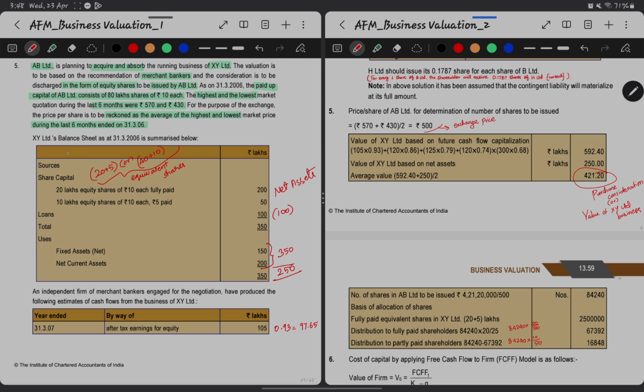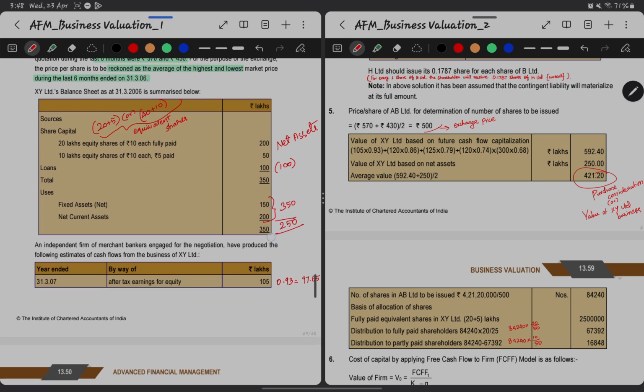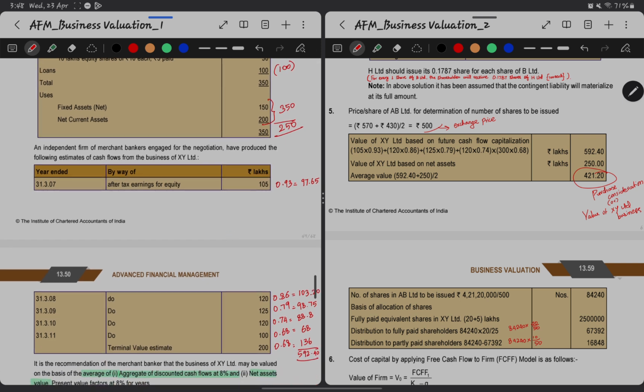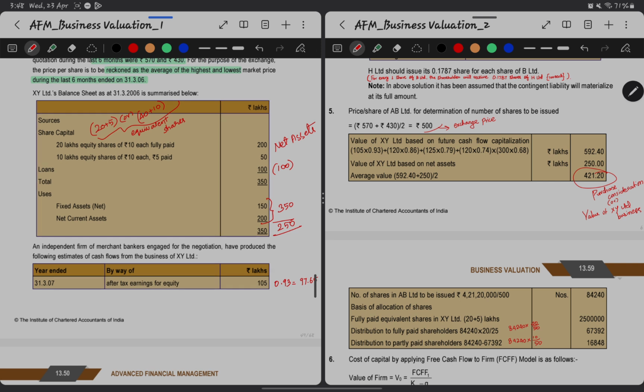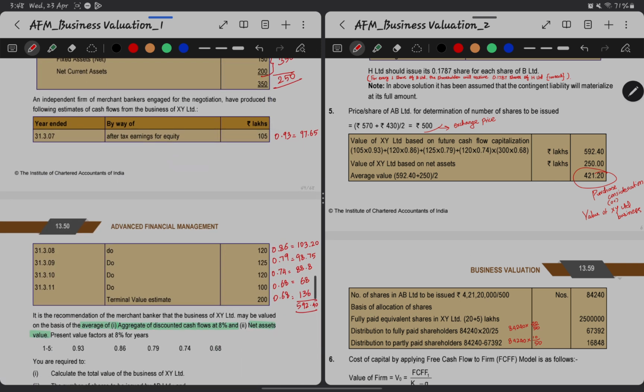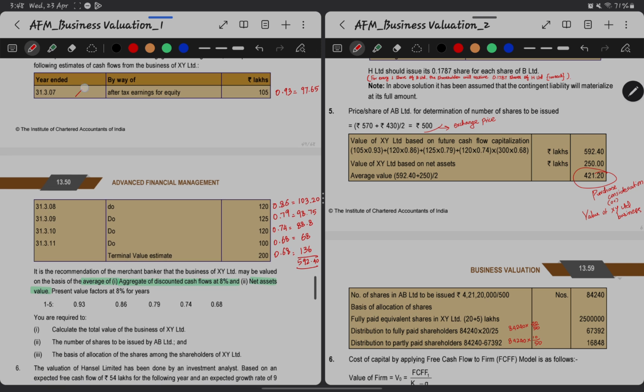Then XY Limited's balance sheet is there. Share capital, loans, and then assets are there. An independent firm of merchant bankers engaged for the negotiation have produced the following estimate of cash flows. So one is the net asset method, wherein the net assets divided by shares will give us the business value. Another is the future cash flow discounting method. Future cash flows will be discounted to the present value, then that will be the value of the business. So merchant bankers have given the cash flows for 2007, 8, 9, 10, 11, 5 years, and the present value factors for 5 years are also given.